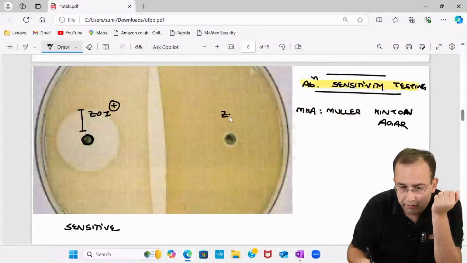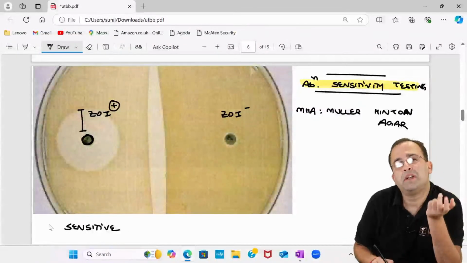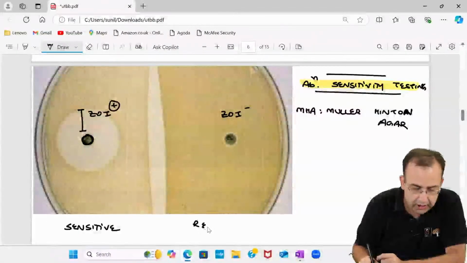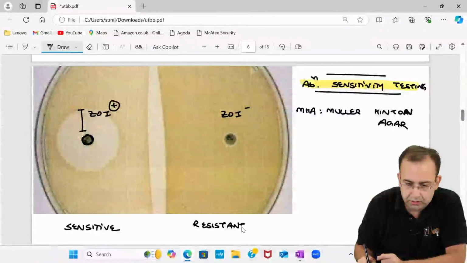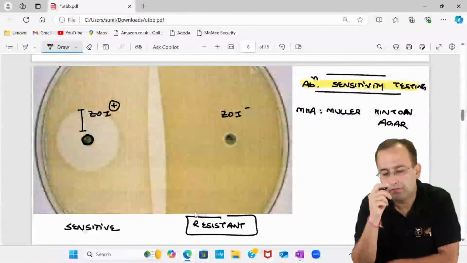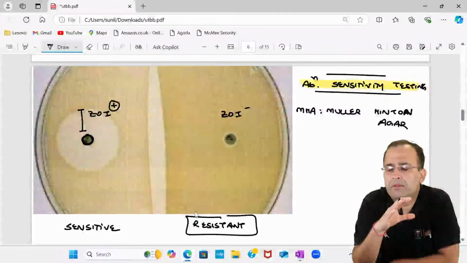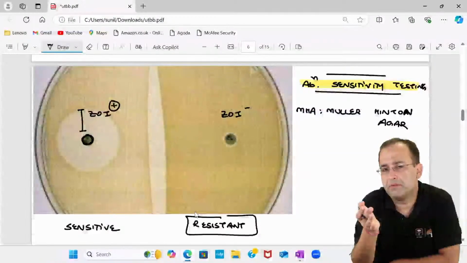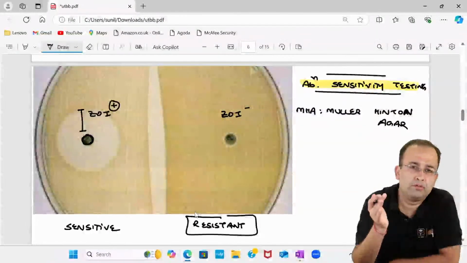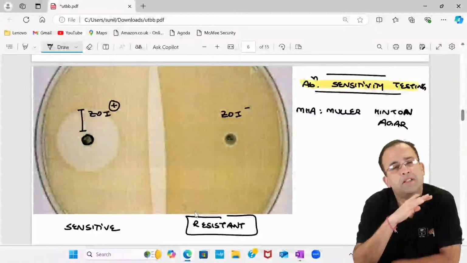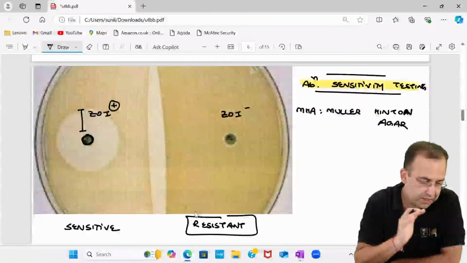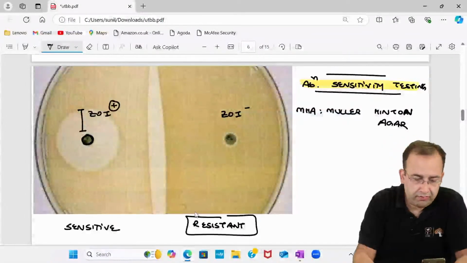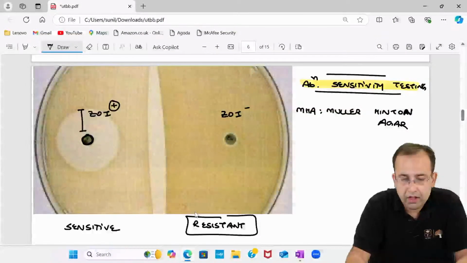Versus if a zone of inhibition is absent, the organism is growing all around the disc, this organism is resistant to that particular antibiotic in the disc. Just by looking at this diagram, I do not know which antibiotic we are testing for, or which is the organism. That needs to be provided to you. So this is antibiotic sensitivity testing.